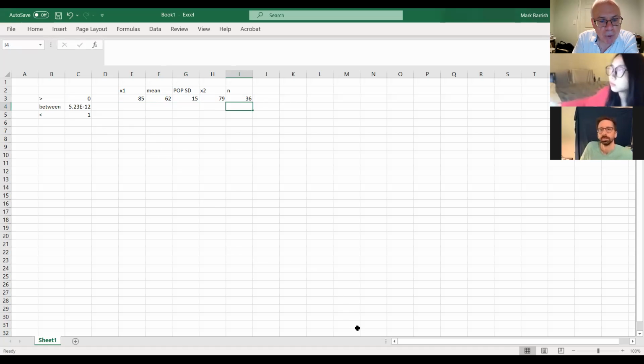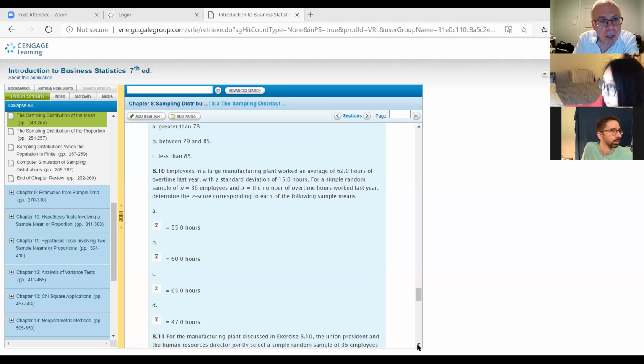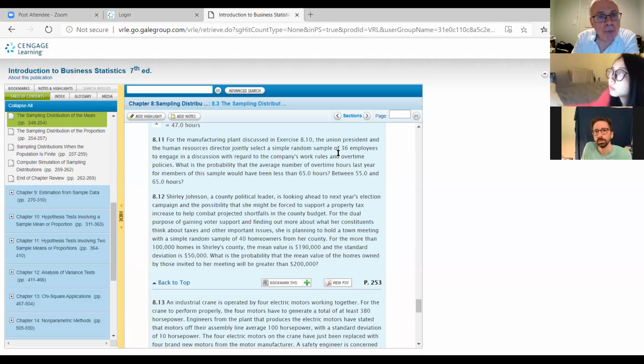Now, let's look at the problem. Let's look at what we're being asked. Let's go to question 11, because it's referring to that same population. It says the union president and the human resources director jointly select a simple random sample of 36 to engage in a discussion with regard to the company's work rules and overtime policies. What is the probability that the average number of overtime hours for this random sample last year would have been less than 65 hours? That's the first question. So that's the probability that X bar is less than 65.